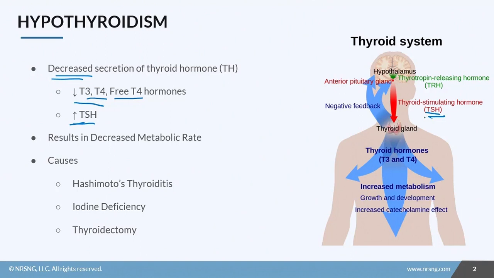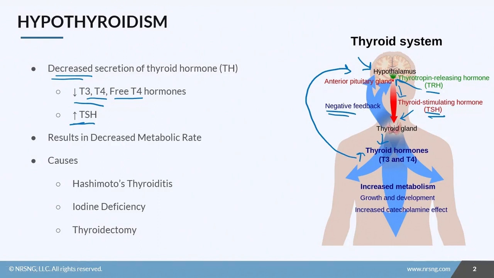stimulating hormone. Why is that? Let's review again how these hormones get secreted. The hypothalamus in the brain releases thyroid releasing hormone. That goes to the pituitary gland, which releases thyroid stimulating hormone, and then of course goes to the thyroid gland to stimulate it to release the thyroid hormones. When those thyroid hormones are high enough, it sends a signal back up to the hypothalamus to tell it to stop releasing. That's a negative feedback loop.